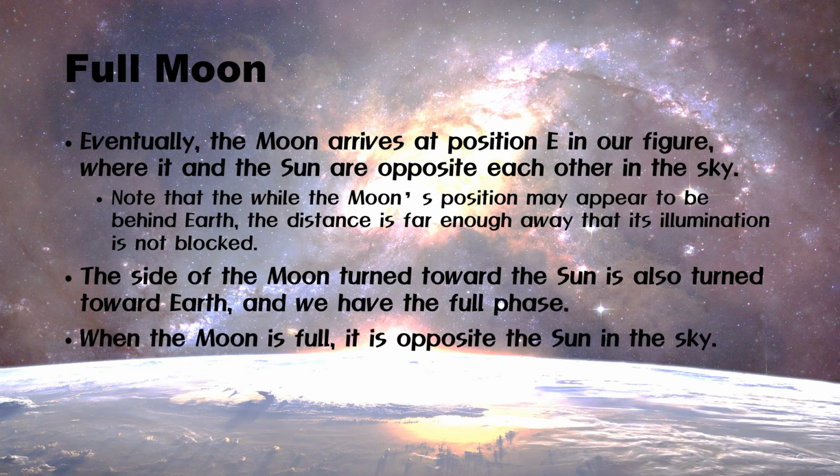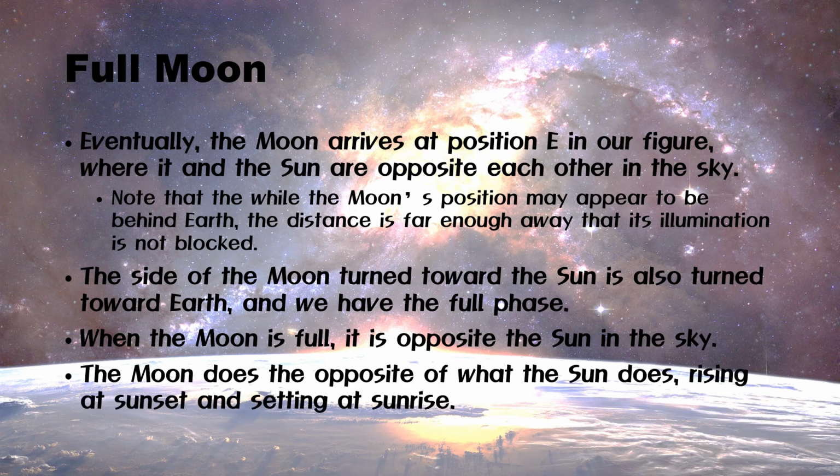Now when the moon is full, it is opposite the sun in the sky, which means, if you remember, the new moon came up during the day, so with our full moon, the moon does the opposite of our sun. It's going to rise at sunset and set at sunrise. So we're going to, of course, have the maximum full moon at midnight.